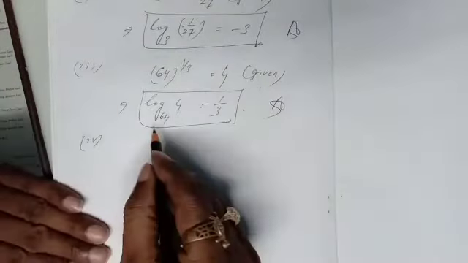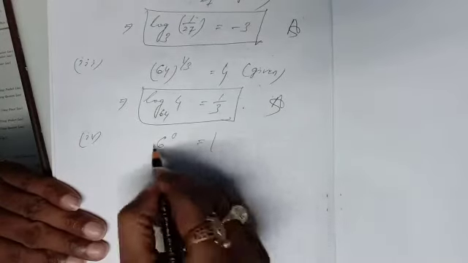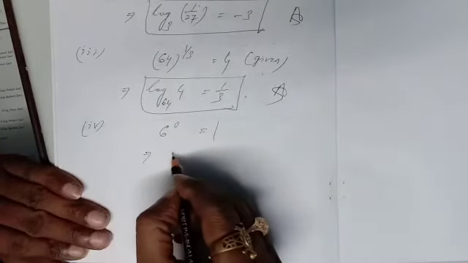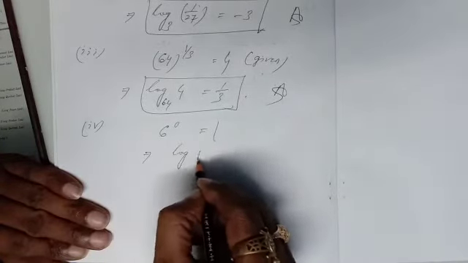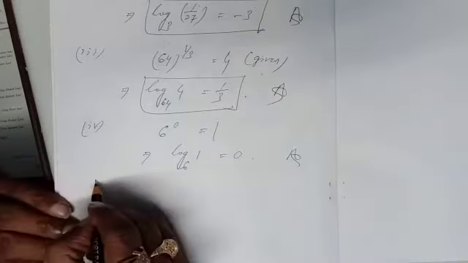Next I am going to the fourth part. The question is given like this: 6 to the power 0 is equal to 1, since anything to the power 0 is equal to 1. This is in exponential form. You have to write in logarithm form. This will be log 1 base 6 equal to 0. This is the answer.